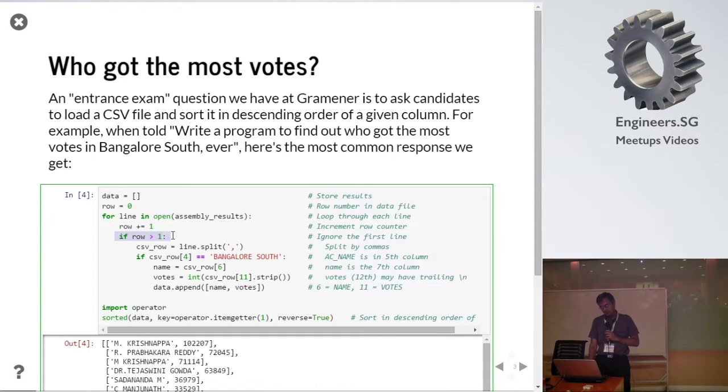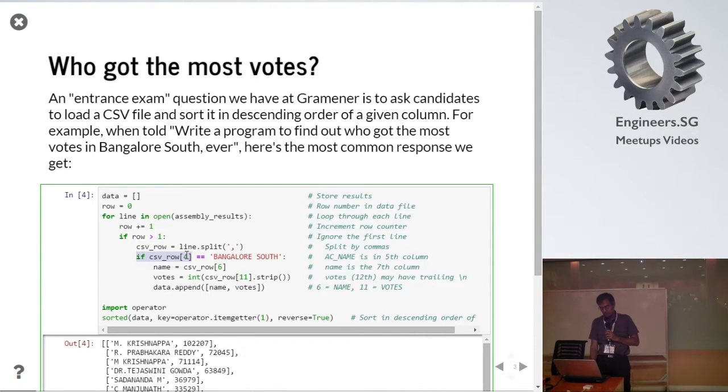If the row count is greater than 1, basically you're skipping the header, then you parse the row by splitting it using commas. Now that's a naive way of parsing, but most of the solutions, that's what they do. And in this particular case, in this file, it's safe. None of the names, none of the parties, none of the assembly constituencies have commas in them.